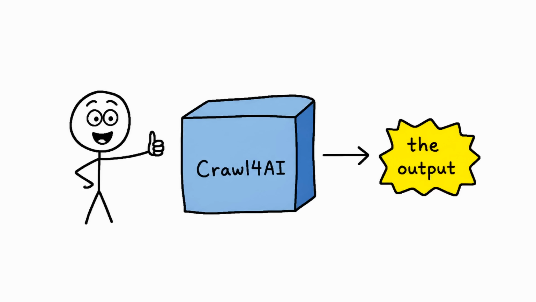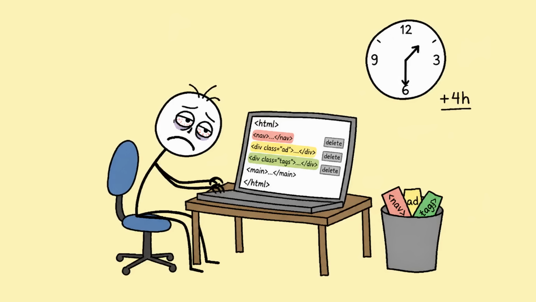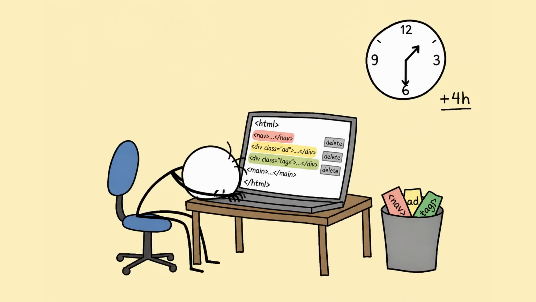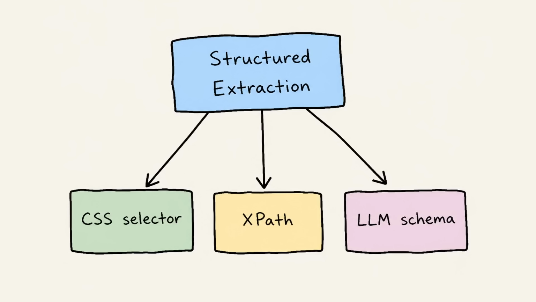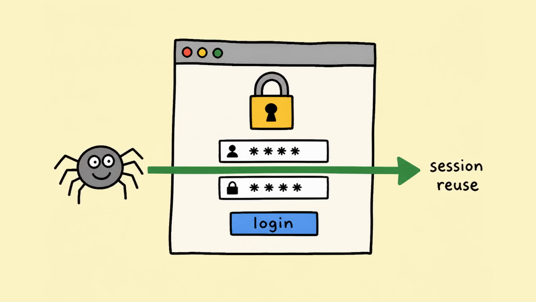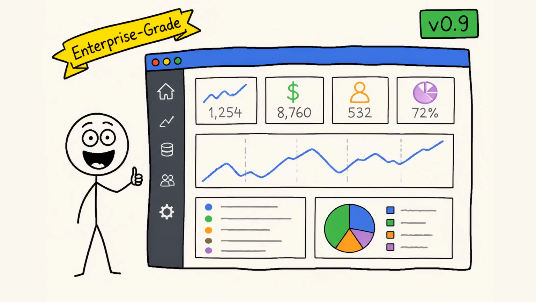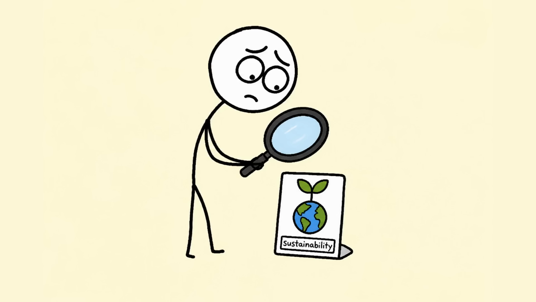And what makes it AI native instead of just another scraper? It's the output. Most scrapers hand you raw HTML, and then you spend an afternoon stripping tags, navbars, ads, scripts before the text is even usable. Crawl4AI outputs clean markdown designed for RAG and LLM ingestion. It also does structured extraction by CSS selector, XPath, or by handing a schema to an LLM, plus parallel crawling, stealth mode to dodge bot detection, proxy support, and session reuse so you can crawl behind a login. It's gone enterprise grade too, hitting the v0.9 line with a partnership claiming 99.9% uptime.